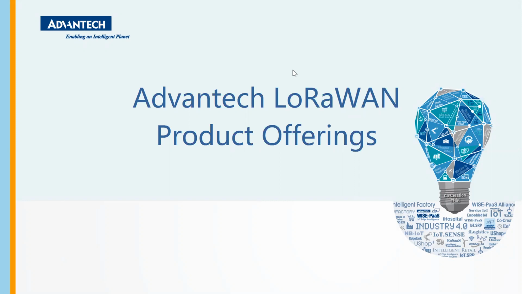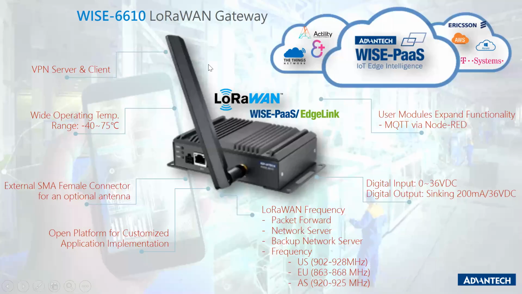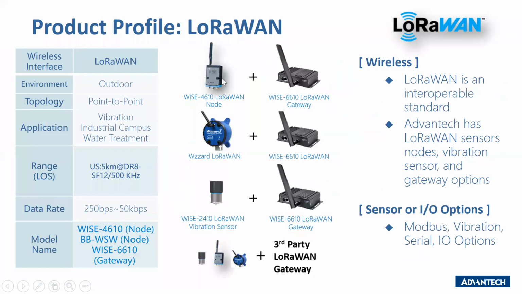All right, Advantech LoRaWAN product offerings. Okay, this is a slide I showed before summarizing our product offerings. The WISE 4000 line. The 4610 sensor node to gateway. Opportunity for GPS, solar powered here on the 4610, can be battery powered too.